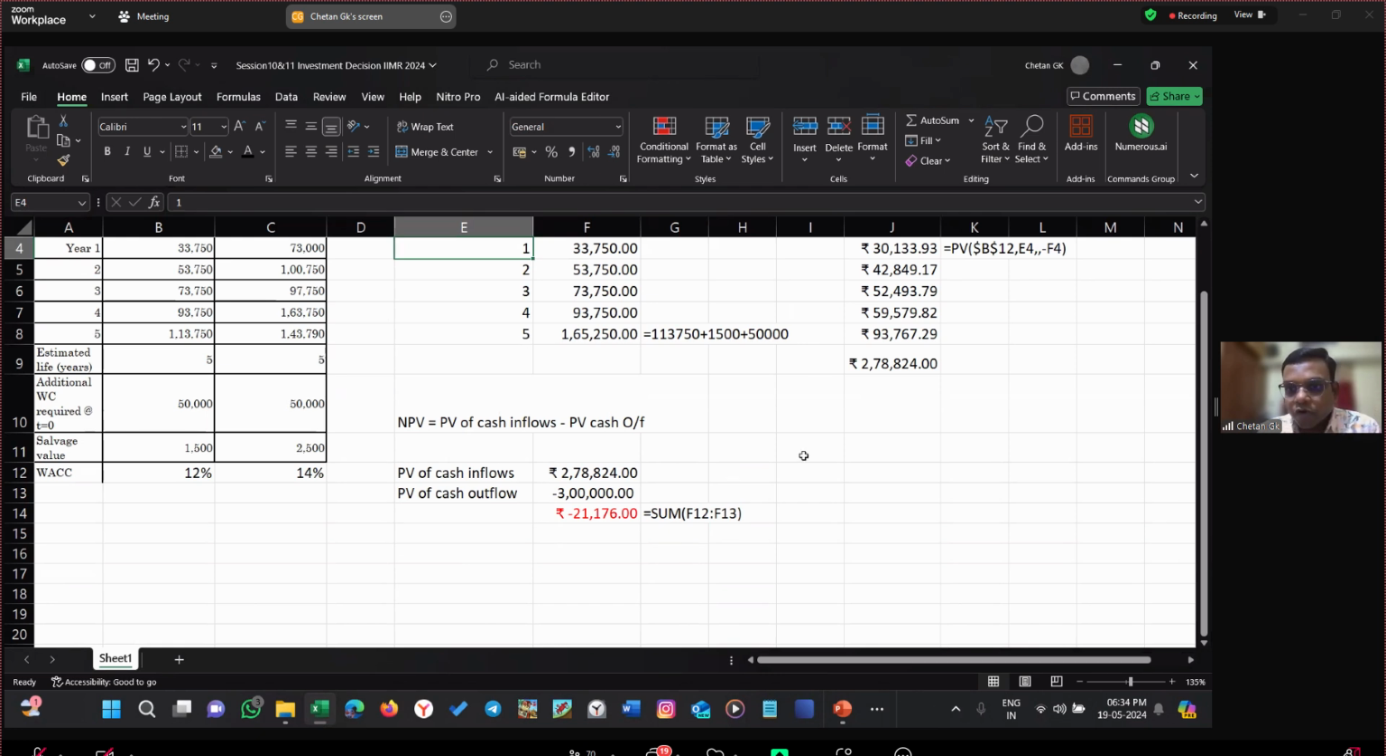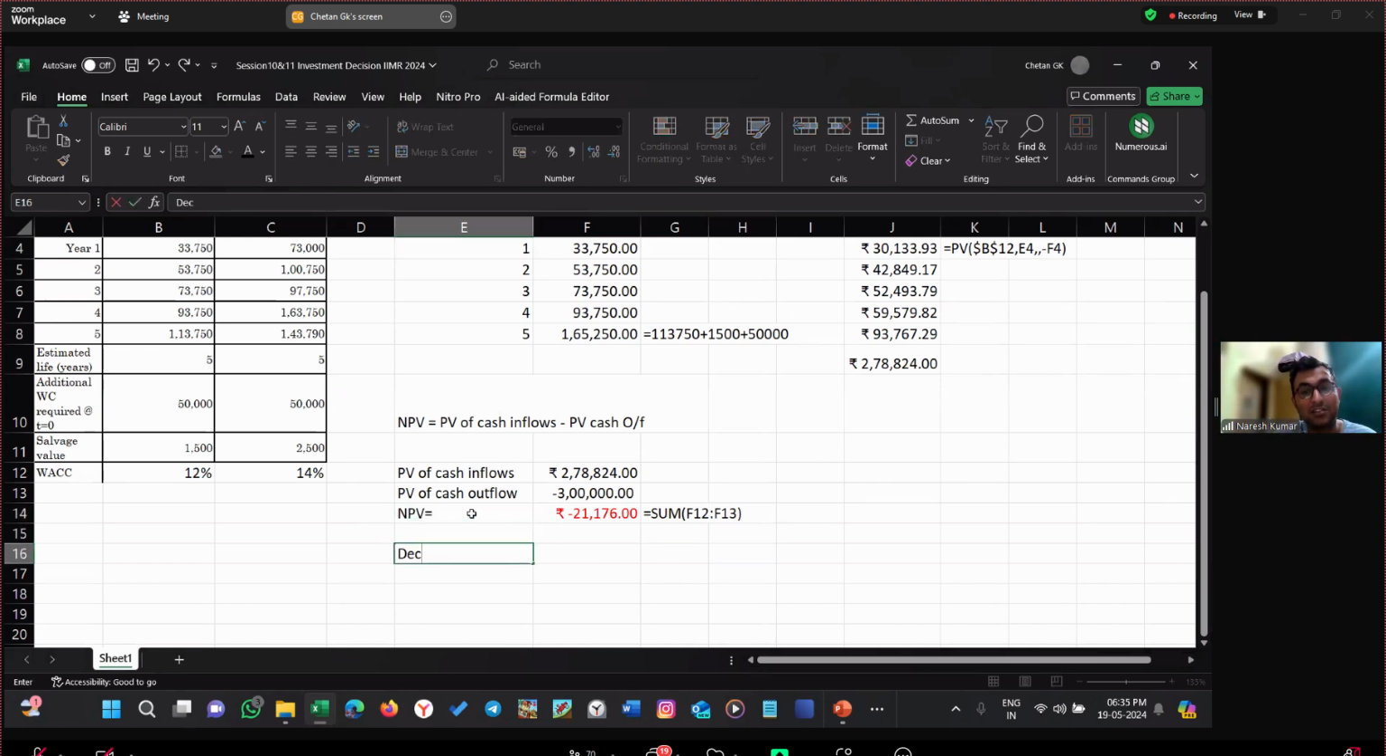So how many have you got now? Minus 21,176 as answer. Getting it, no? Yes. There is a negative. Yes. It is negative. So this is our NPV, right? What is the decision here? Should not invest in this program. We should not invest. That is the decision, or we can say that simply reject.